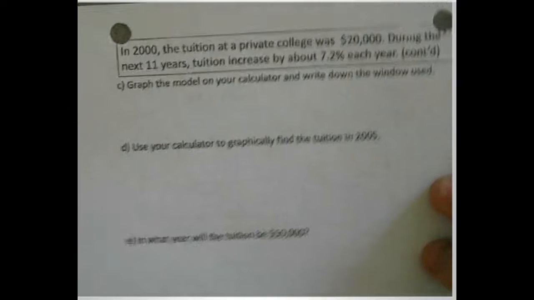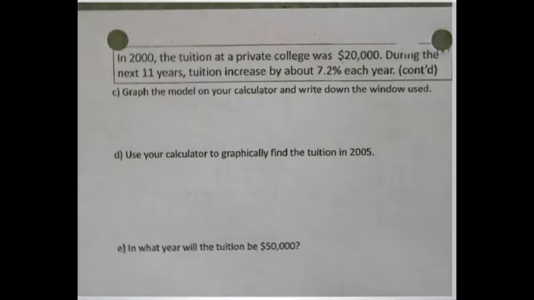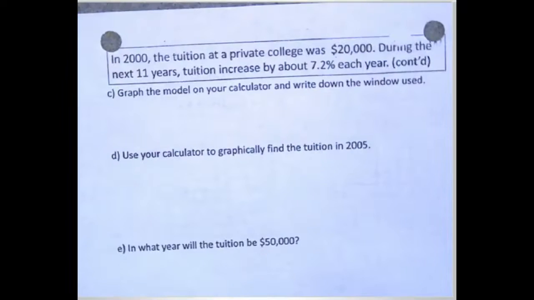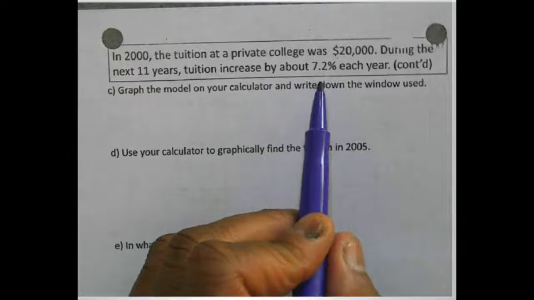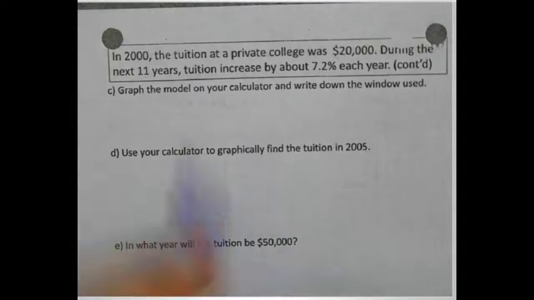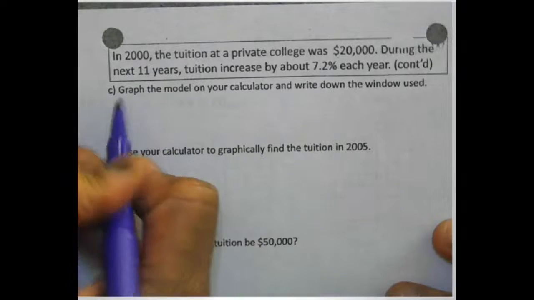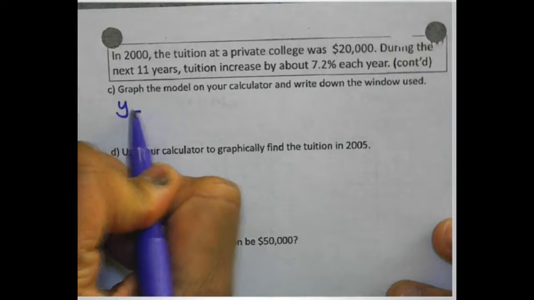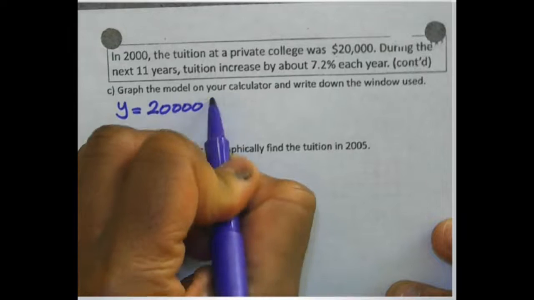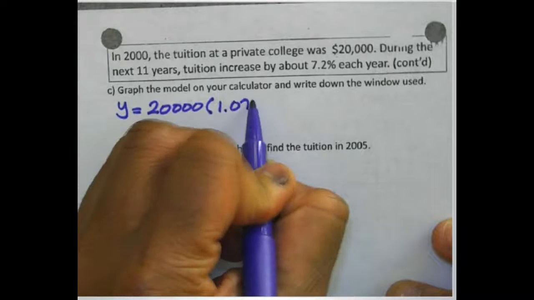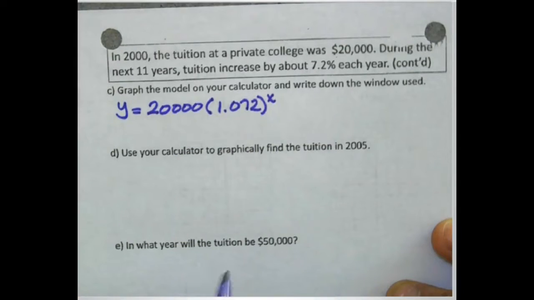Now, part 2 of this is to graph the model on our calculator, and let's write down the model. Let's write down the window that we used. So this is just a repeat, so that we had it on the same slide without having to go back and forth. My model would be y equals 20,000 times 1.072 to the x when I put it in the calculator.